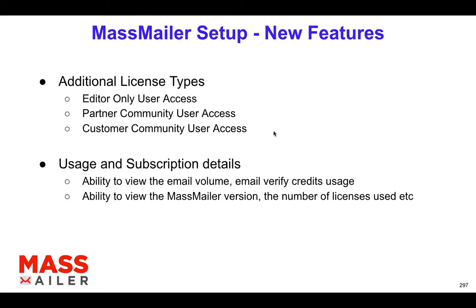So we added usage in the subscription details page. Again, it's part of the MassMailer setup page. Currently, you do have the usage details, but we enhanced it so that you can look at the email verified credits as well. And also, we made it easy for you to look at what MassMailer version you have and the number of licenses purchased and used. All of those details would be available in the usage and subscription details page of MassMailer setup.